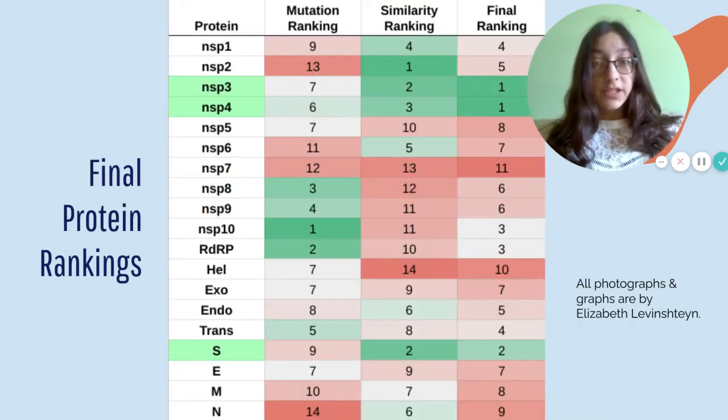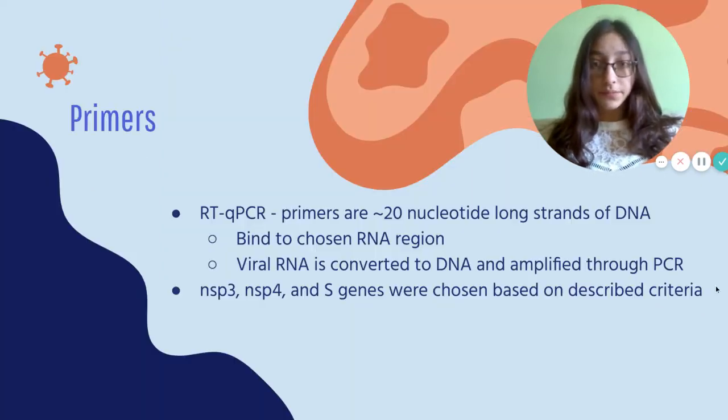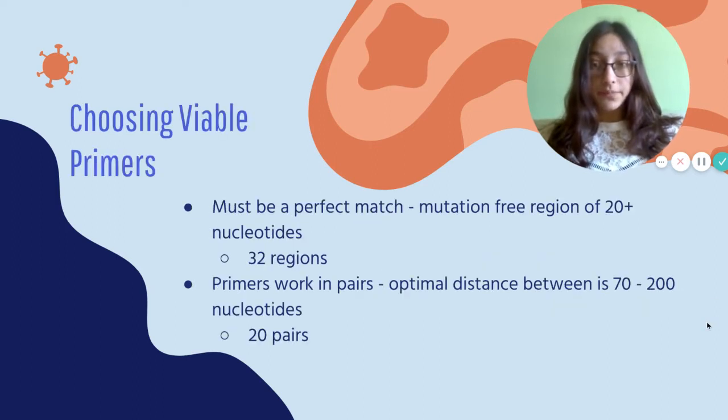I then used the two criteria to make a chart with final protein rankings. As you can see, I ended up choosing NSP3, NSP4, and S as the highest ranking proteins. So RT-qPCR requires primers that are approximately 20 nucleotide long strands of DNA. They bind to the chosen RNA region, and then viral RNA is converted to DNA and amplified through PCR. NSP3, NSP4, and S genes were chosen based on the described criteria.